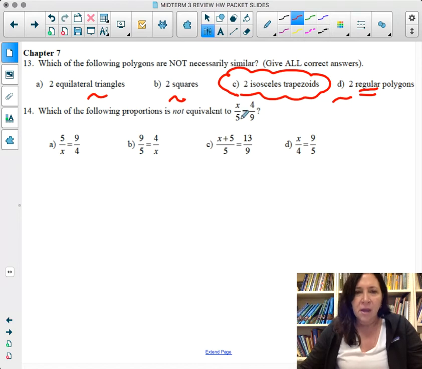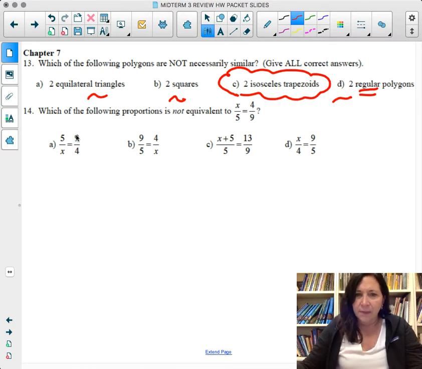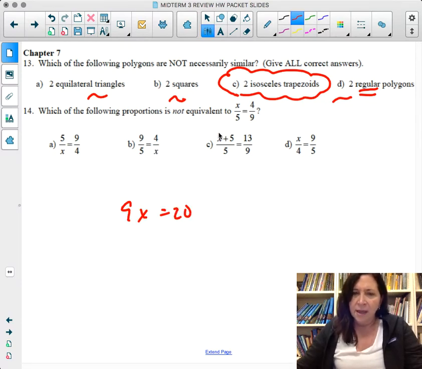So which of the following proportions is not equivalent to this? Just looking at this, we could flip this around. You could do this a couple of different ways, but number one, you could say x is to 4 as 5 is to 9. So you could flip them like this. See that? Let's cross multiply. I'd get 9x equals 20. If we were to check this way, x plus 5 over 5 is equal to 4 plus 9 over 9, which is 13 over 9. Check. So far, all three of these work.